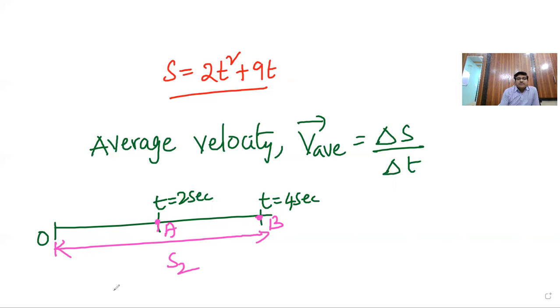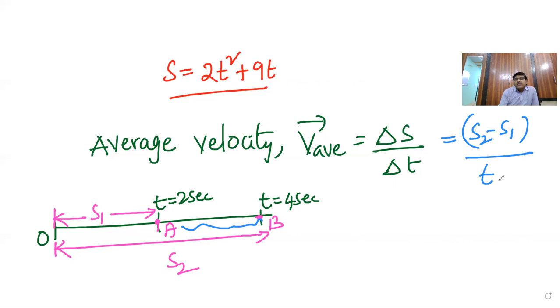If the displacement is S2, and origin up to point A the displacement is S1, then in between 2 seconds and 4 seconds the displacement is S2 minus S1. In between A and B, what is the time change? If I take them as T2 and T1, it is T2 minus T1. This is the formula: S2 minus S1 by T2 minus T1.